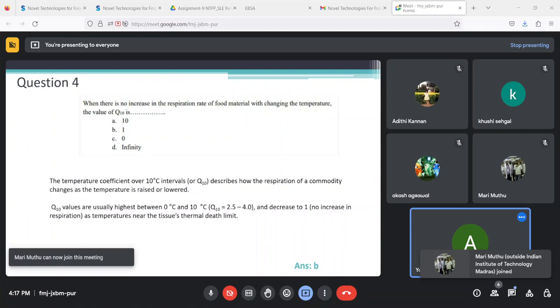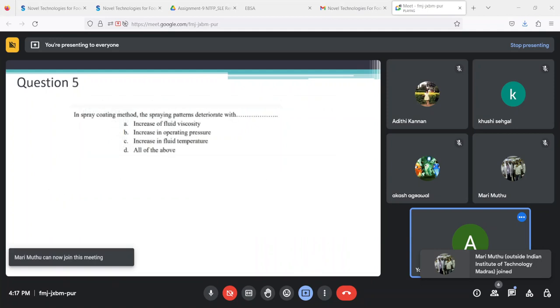Okay. Question 5. In a spray coating method, the spraying patterns deteriorate with A. Increase of fluid viscosity, B. Increase in operating pressure, C. Increase in fluid temperature, and D. All of the above. So which one of these is correct? Option D.